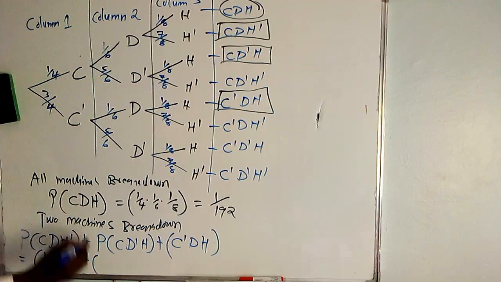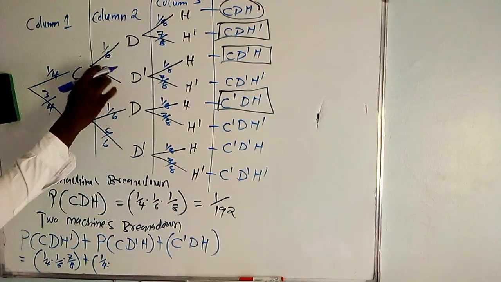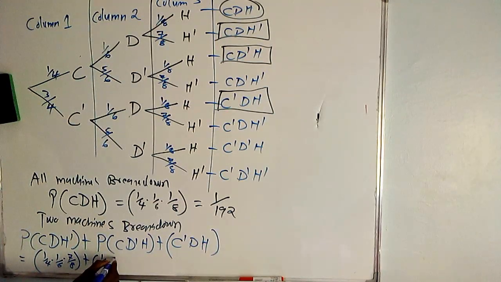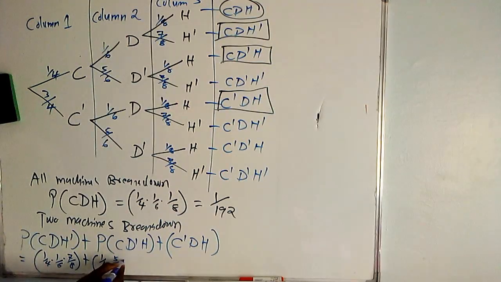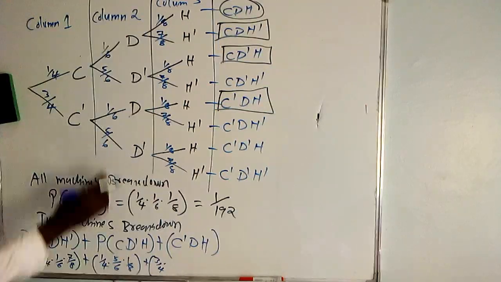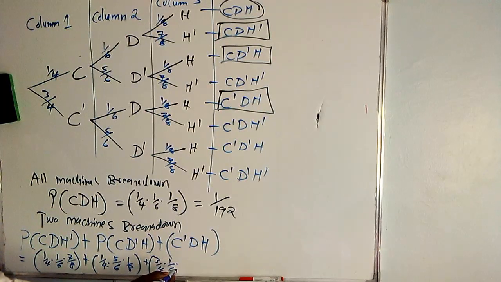CD prime H you have 1/4 times 5/6 times 1/8. You have 5/192, isn't it? Then you move plus the last one, C prime DH, 3/4 times 1/6 times 1/8. You get 3/192, isn't it? So what do you have here?